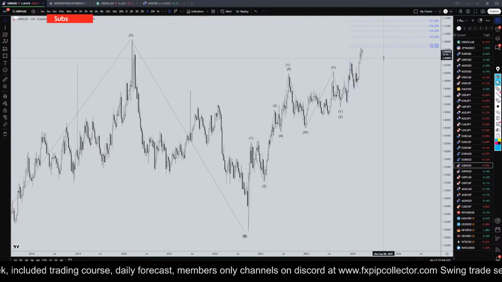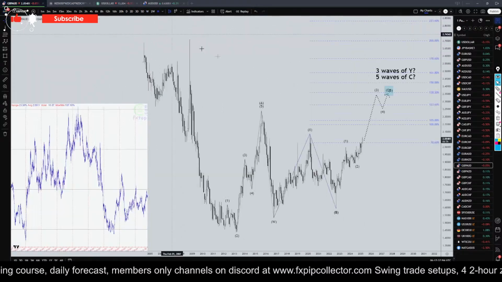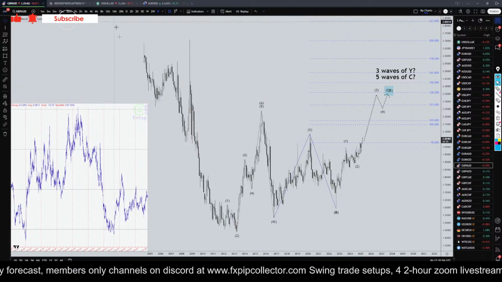We're right at the 100% Fibonacci extension, but I'm definitely still looking at this as a wave three. I think this thing's going up a lot.